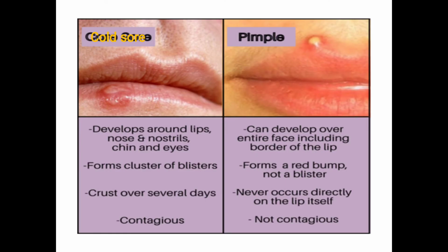Then, the difference between a cold sore from herpes simplex and a pimple. Cold sores develop around the lips, nose and nostrils, chin, and eyes, while pimples can develop over the entire face, including the border of the lip. A cold sore forms a cluster of blisters, while a pimple forms a red bump, not a blister. Cold sores crust over several days, and a pimple never occurs directly on the lip itself. Cold sores are contagious; pimples are not contagious.